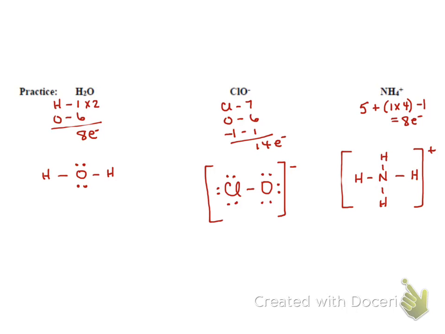Okay, so a couple things. Water's pretty straightforward, it's neutral, but when you get to ClO minus, you're going to add 1 electron to your valence group for the -1 charge for a total of 14. And then when you're done with the structure, put it in brackets with a charge on the outside to show that it's a polyatomic ion. Same with ammonium, NH4+. Here we take away 1 electron to get 8 electrons because it has a positive charge. And again, put it into brackets with a plus charge on the outside to show that it's a polyatomic cation.